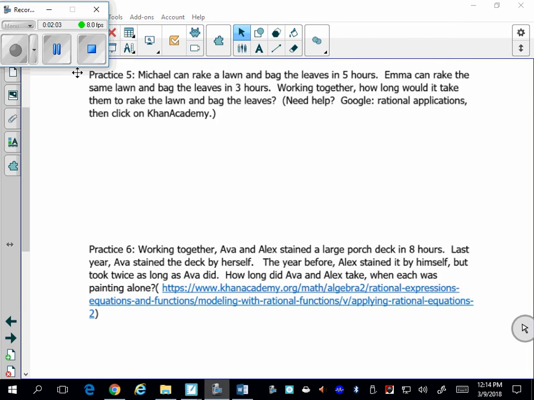Looking at our next problem, Michael can rake a lawn and bag the leaves in 5 hours. Emma can rake the same lawn and bag the leaves in 3 hours. You go, Emma. Just kidding. Working together, how long would it take them to rake the lawn and bag the leaves together?